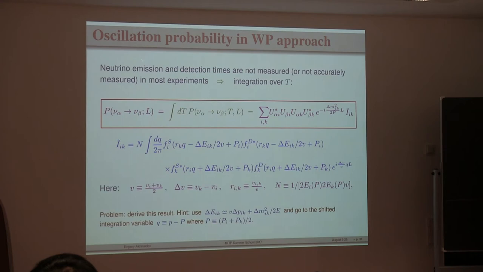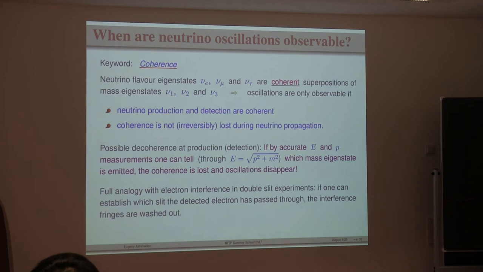Okay. Now, actually, it's quite easy to understand when neutrino oscillations are destroyed using this formula. But before I do this, let me discuss qualitatively the conditions under which neutrino oscillations are detectable or observable. The key word here is coherence. You remember we assumed that neutrinos are produced as flavor state and detected as flavor state. And flavor states are coherent superpositions of different mass eigenstates.